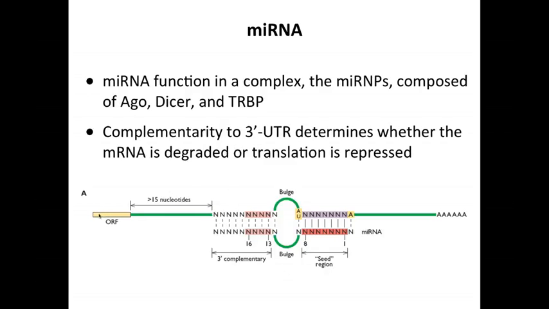So here we have at the bottom the 3' UTR of mRNA, the end of the open reading frame. We have a poly A tail. And here's a typical binding site for a microRNA. It hybridizes in two regions with a bulge in between. It's quite close to the 3' end. Again, the amount of complementarity determines whether the mRNA is degraded or translation is repressed. The higher complementarity leads to degradation, the lesser leads to repression of translation.